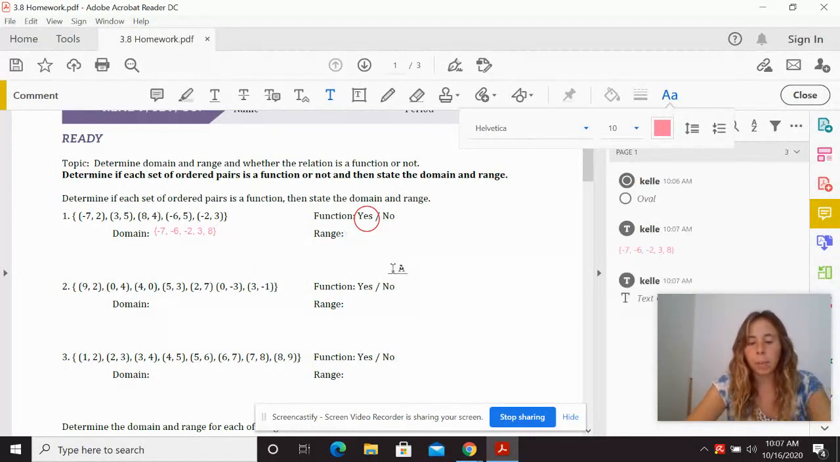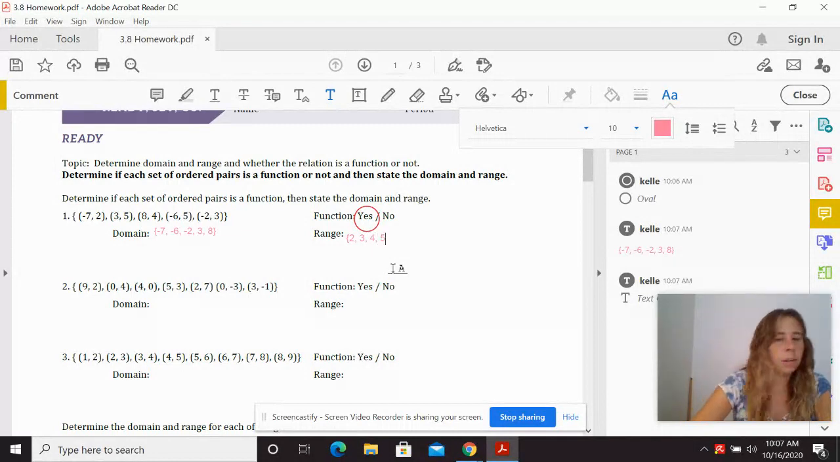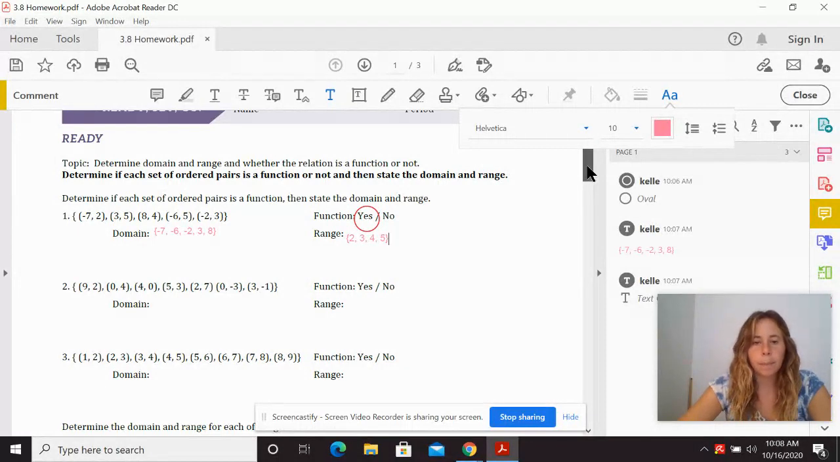My range, same idea, except I'm going to list all the y values. So from lowest to highest, the lowest y value is 2, and then 3, and then 4, and then 5. Oh, well, that one was easier. Okay. That's my range. Brace.